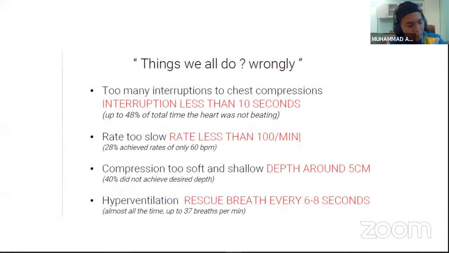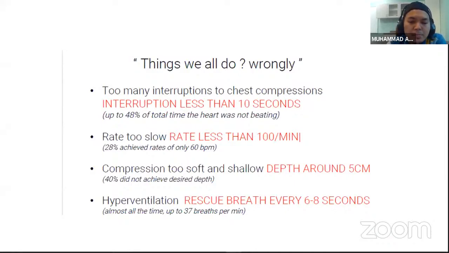So far for CPR, what we notice that we as healthcare workers and also the public do wrong are this list. First, too many interruptions during chest compression. While doing CPR, you stop, you call someone, you call your MOs, or you go get a trolley, instead of one person just performing CPR without any interruption. Another thing is that the rate is too slow, usually less than 100, or sometimes the rate can be too fast. The rate should be around 100 to 120.